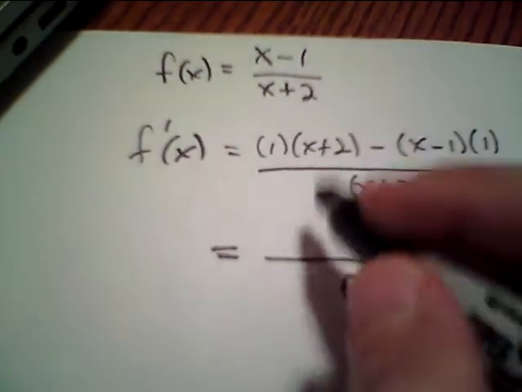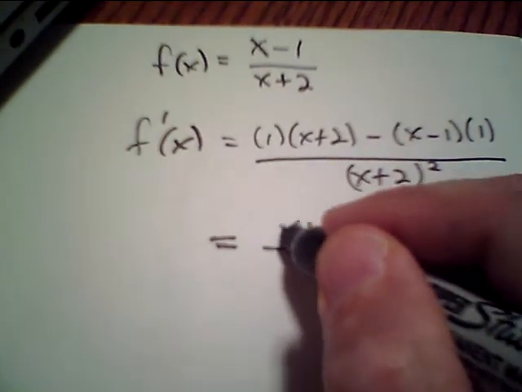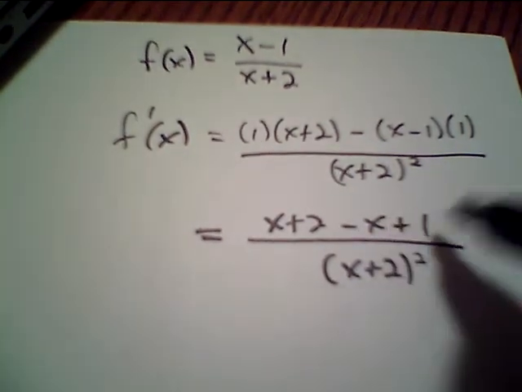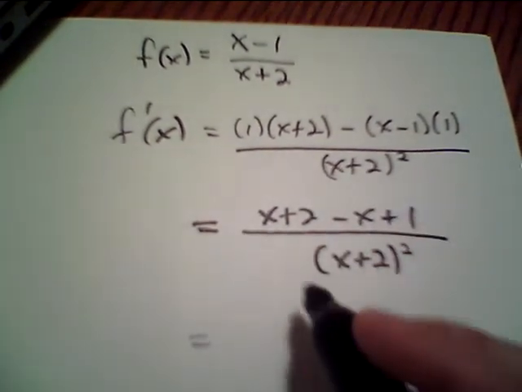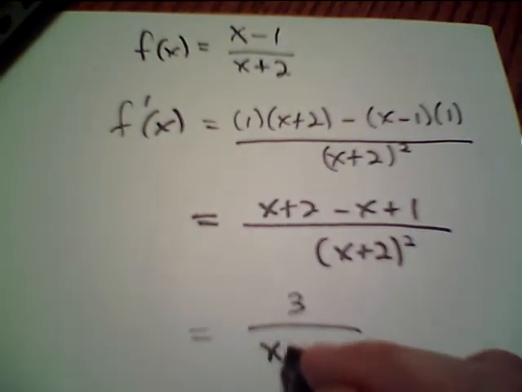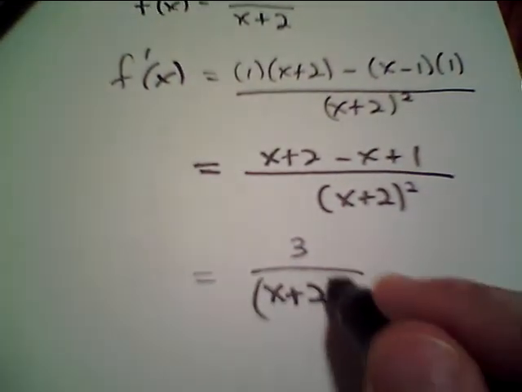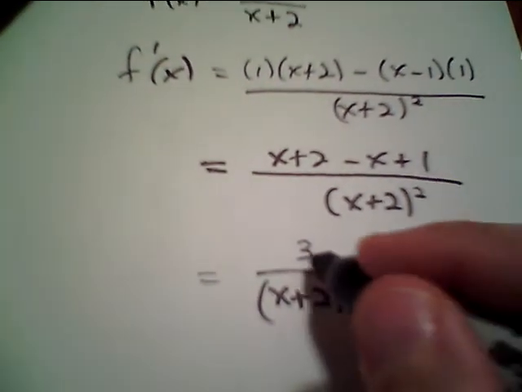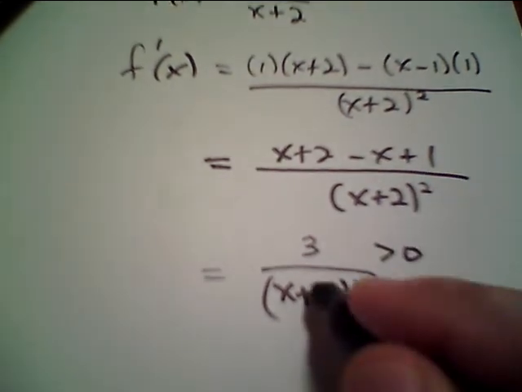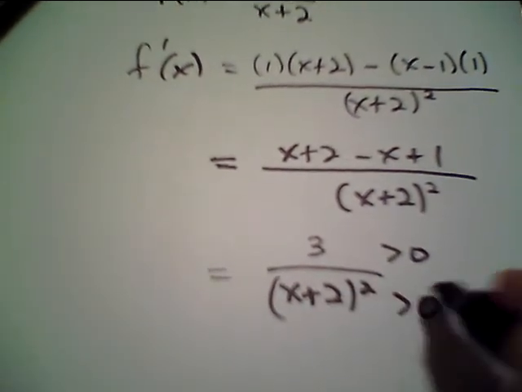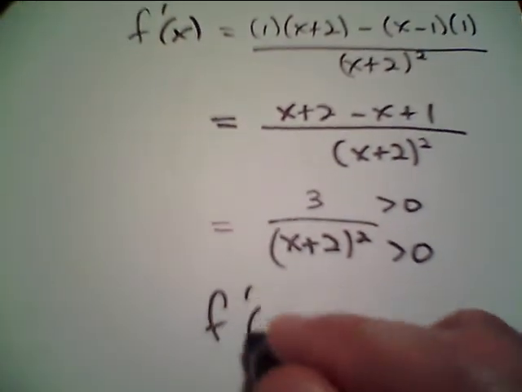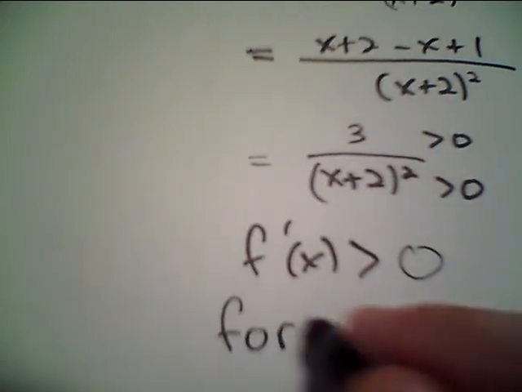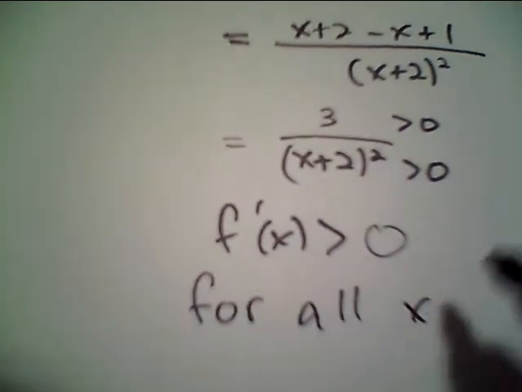Okay, so I multiply by 1 and I simply get an x plus 2. If I multiply this by 1, I get x minus 1, but I'm going to distribute this minus sign. And then you see that the x's cancel out, so we're left with 3 over x plus 2 quantity squared. Now, I don't even have to do a sign chart at this point. The reason is that 3 is always greater than 0, and x plus 2 quantity squared is always greater than 0. So f prime of x is greater than 0 for all x.